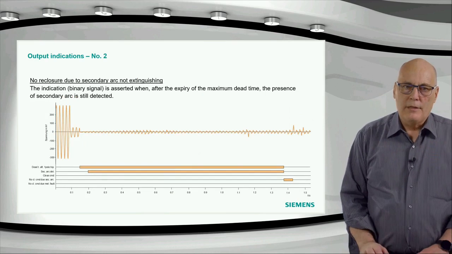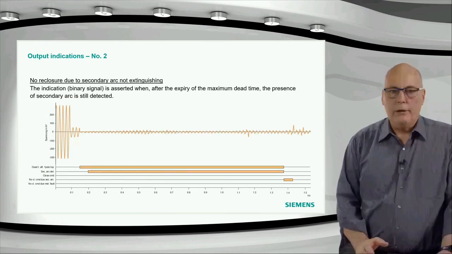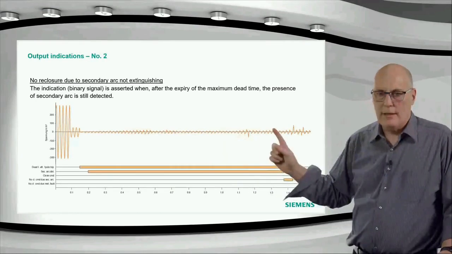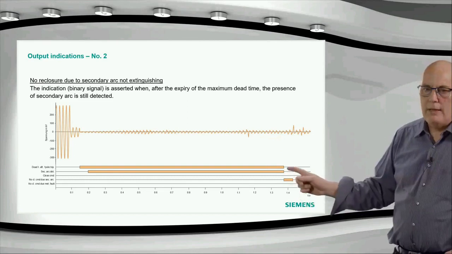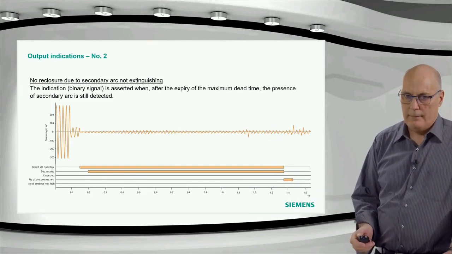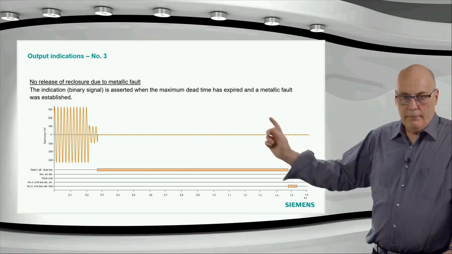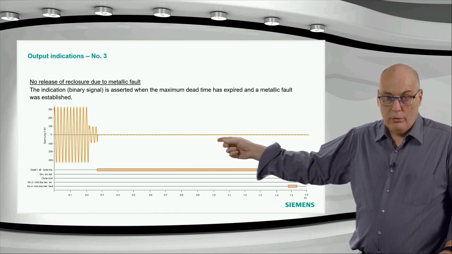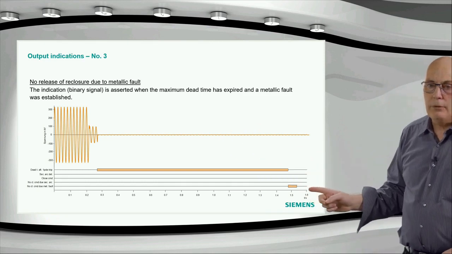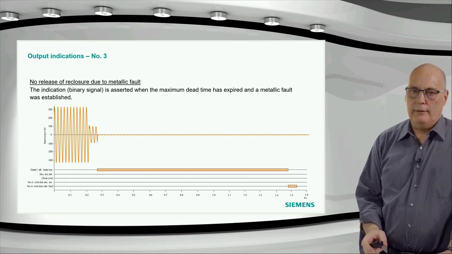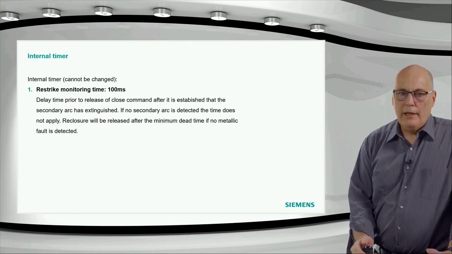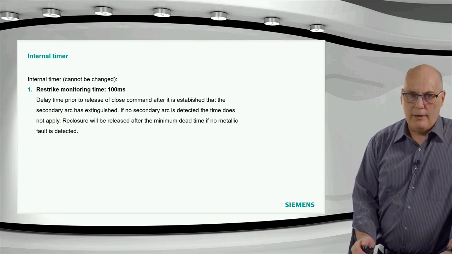The second case over here, no reclosure. Why? Because the secondary arc doesn't go away. You can see the secondary arc condition stays, and all the way over here, the maximum dead time expires, and then no reclosure because of the maximum dead time expiry. Here, similar situation, fault, trip, but now the voltage is very small. It's a metallic fault again, no reclosure because metallic fault was detected. Works effectively like that. The internal timers, as I said, I'll have some diagrams explaining them.